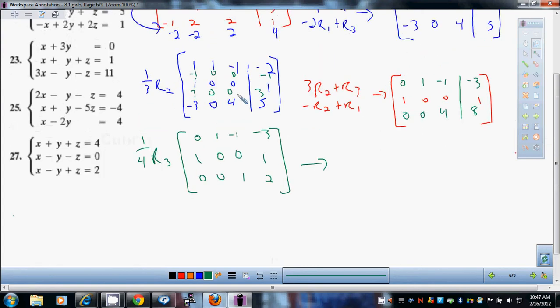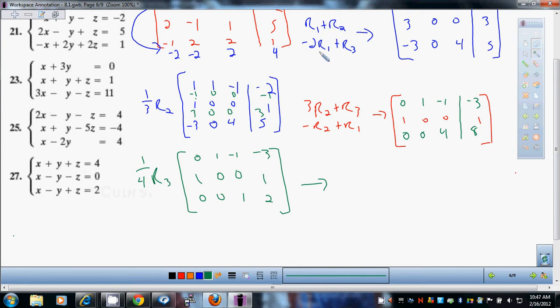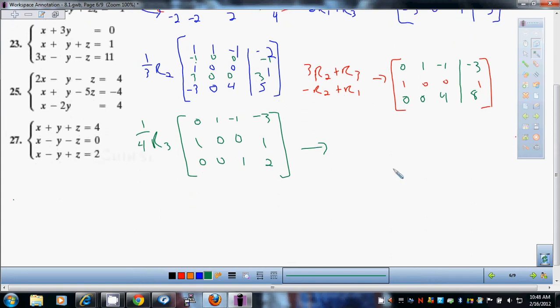Now notice, this should always work out like this. I used row 1 to get rid of the y's, row 2 to get rid of the x's. What's the only row I have left to use? Row 3. So what am I going to do with row 3 to get rid of the z in row 1? Just add it as is. And that would wipe out this z value. So the only one changing is row 1.